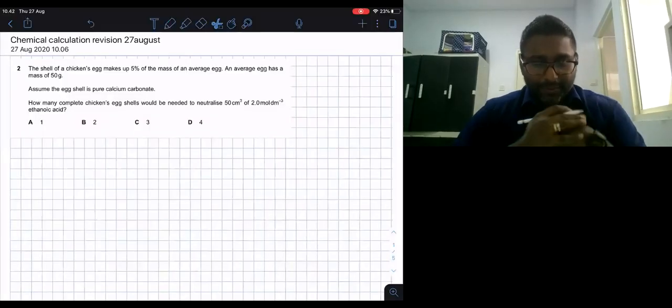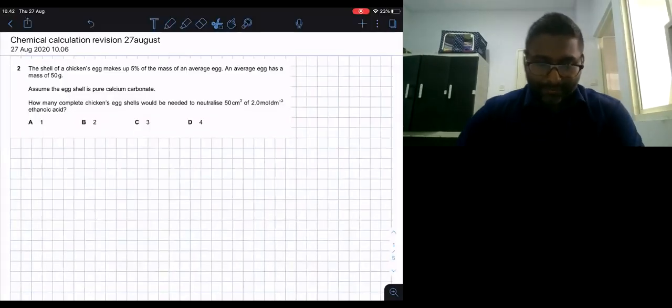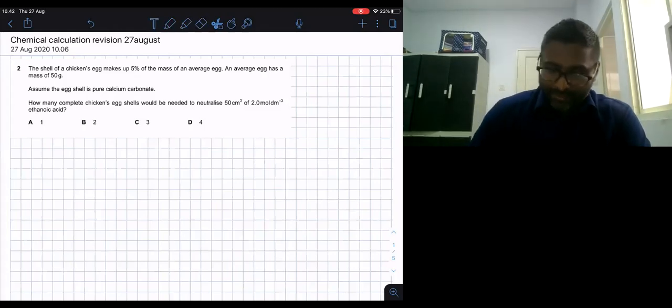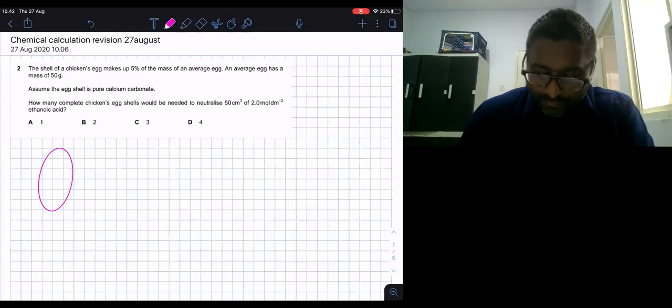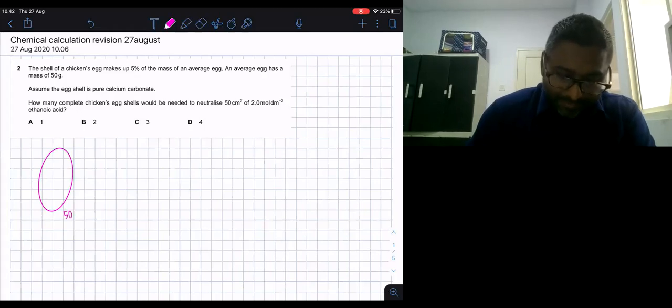Now, for this question, I have a chicken egg. The shell makes up 5% of the mass of the egg. Assume that the egg is 50 gram.